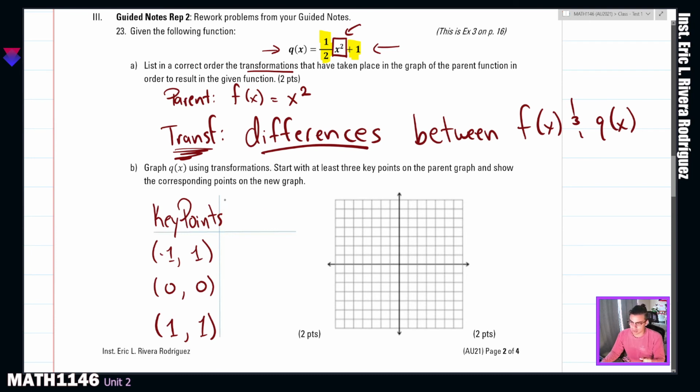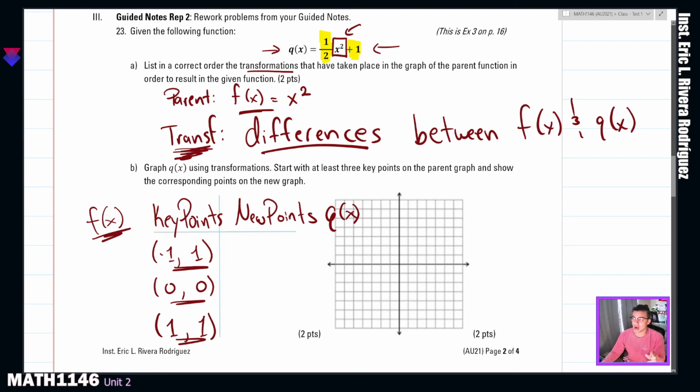Okay, so the key points are based on the parent function, f of x, which is here. The new points are going to be the points for q of x. All right, and you need to see how these numbers change based on the transformation. After you identify the transformation, you need to identify how those transformations affect the numbers mathematically.